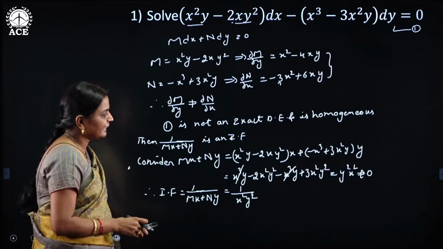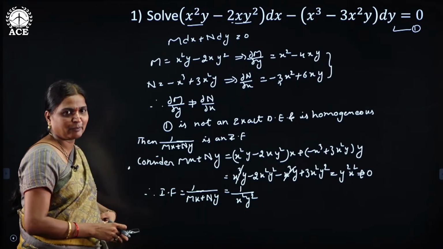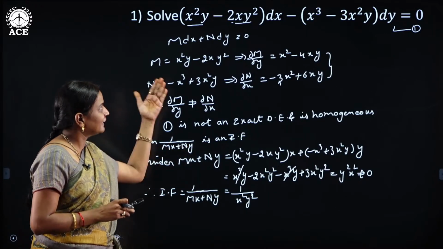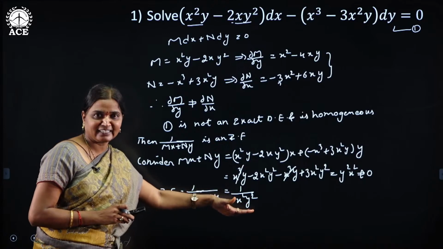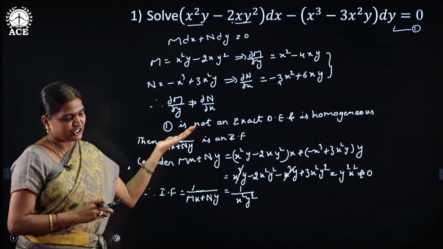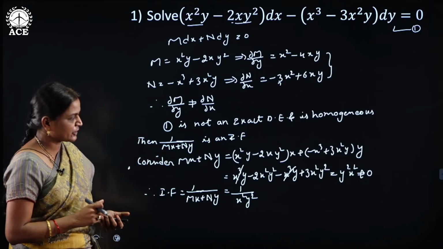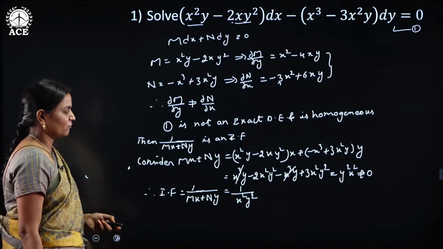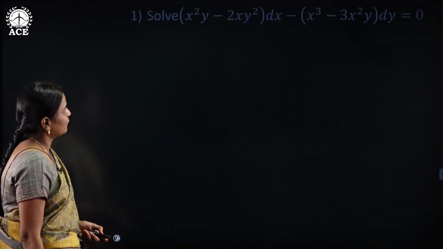After finding the integrating factor, what is its purpose? If we multiply the given differential equation with this integrating factor, then we get an exact differential equation. So what is our next step? Multiply the given differential equation by 1 by x square y square.